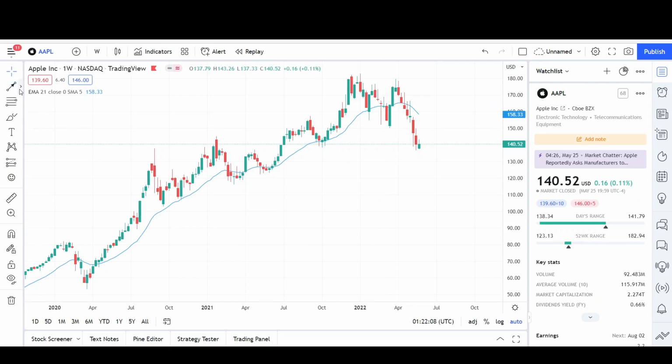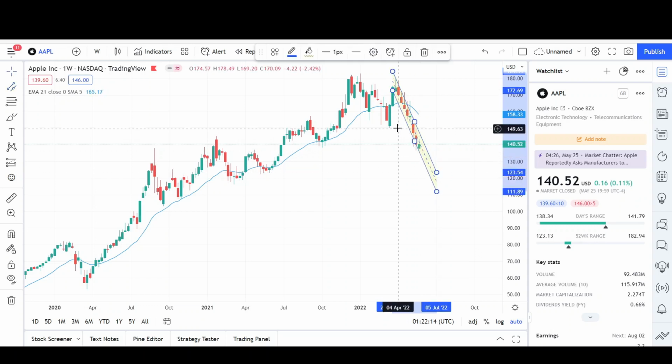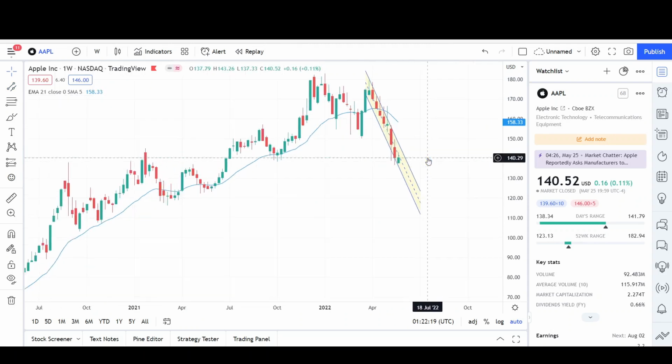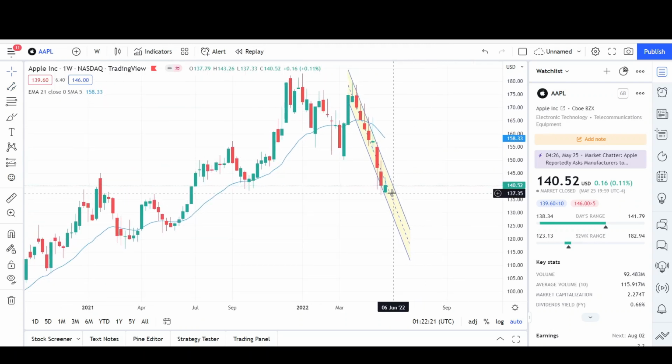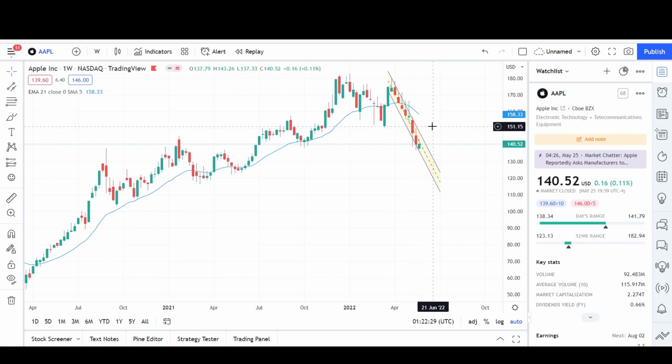Here we have the weekly chart for Apple, and we've been inside of this aggressive downtrend channel since pretty much March, late March, early April. So we're continuing lower. We are near oversold territory, so we could see a pullback in the market. Possibly up to the 150 level is where I think we can go. But we'll have to wait and see if the bulls can bring it up that high.